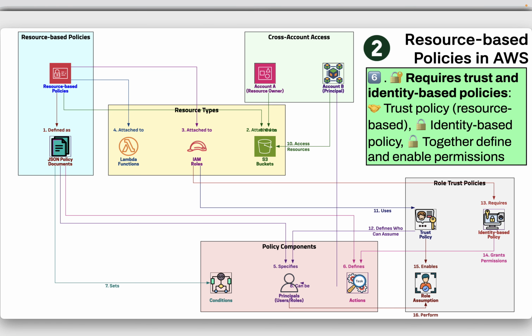It requires trust and identity-based policies. For IAM roles, a trust policy, which is the resource-based policy, and an identity-based policy must be attached to define and enable permissions. So it's like a two-way street. On both sides we need an identity-based policy, for what the subject can do, and a resource policy, for what the object will allow. Both must match, and only then will this chain be formed.